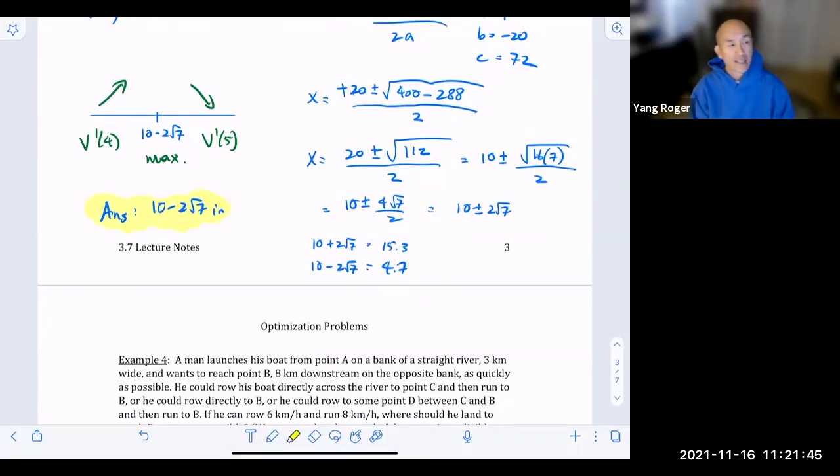Does that make sense to everybody? Are there any questions about this thus far?